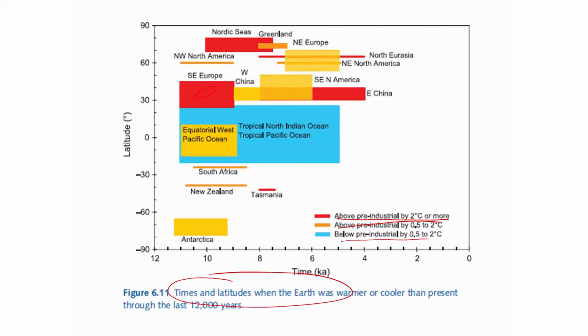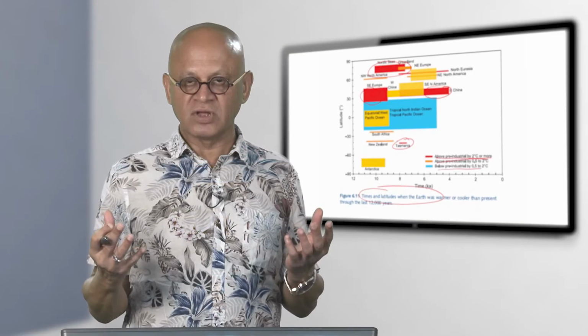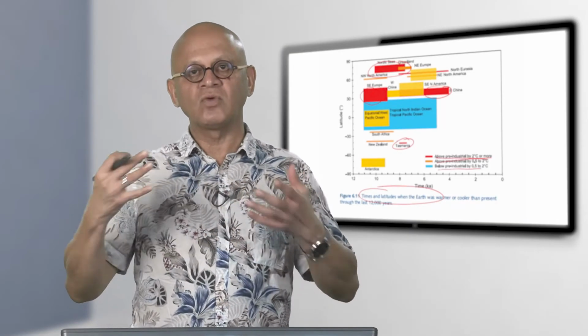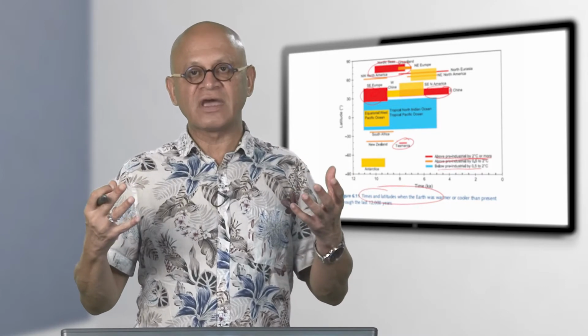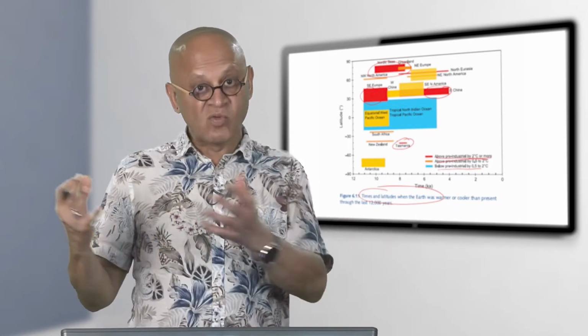So, there have been many regions like the Nordic seas, Greenland, Southeast Europe, Eastern China, North America, and so on, where the temperatures were much warmer. Why is this important? Basically because these were local warming, they were not global warming. So, I will show an animation which shows how the local warming and cooling have now become almost global warming.